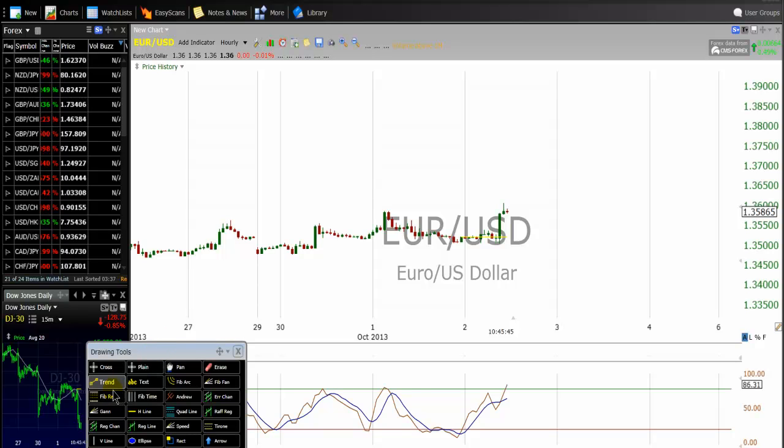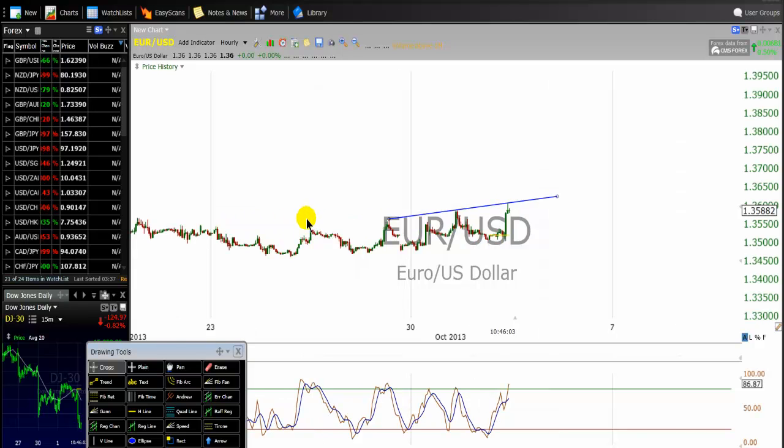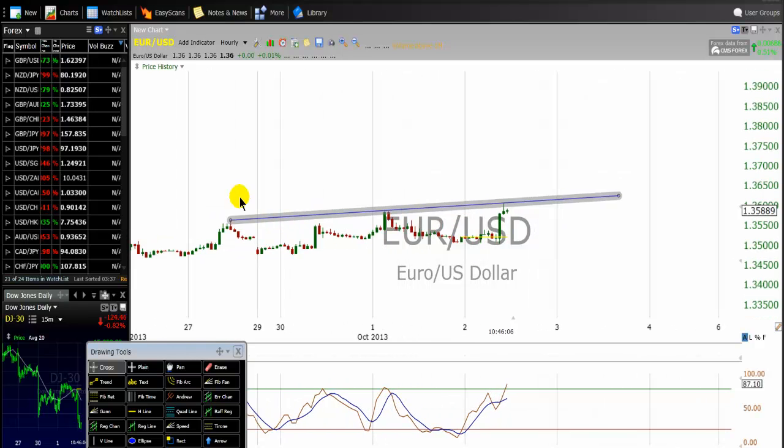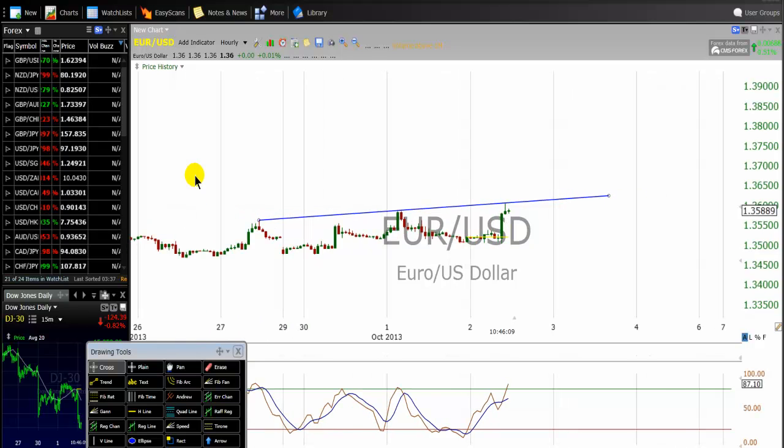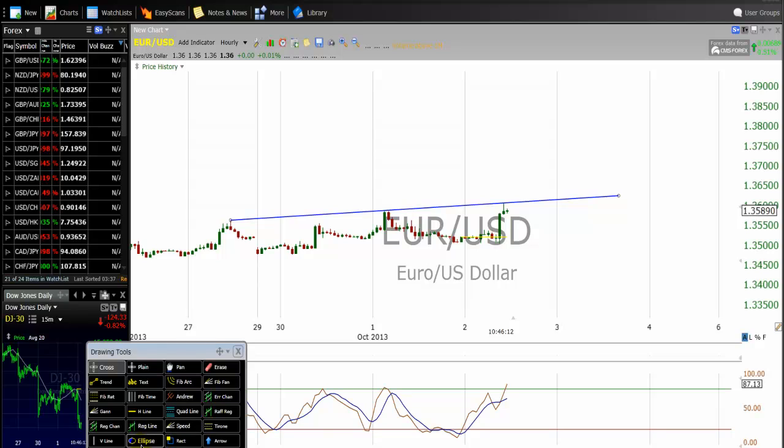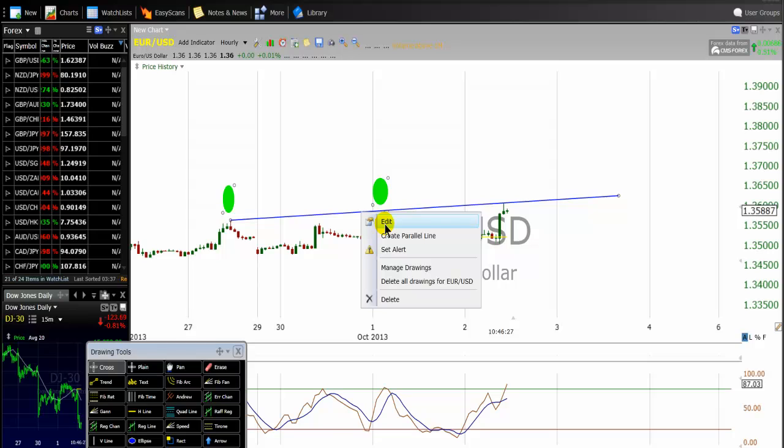So I'm now on the hourly chart for the Euro USD currency pair, and I'm going to start drawing lines. All I need is 2 points to draw lines. The 2 points that I've used here, you see it on your chart. This point and this point allow me to draw my trend line. What I'm going to do now is color my trend line red.